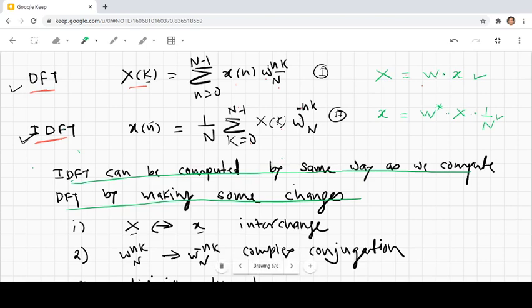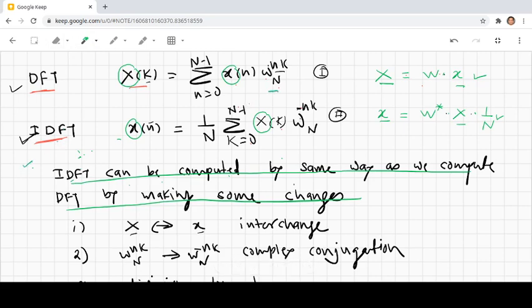The changes are: change number 1, here you observe capital X, here you observe small x, here you observe small x, here you observe capital X. So we say that there is an interchanging of capital X and small x. See here also, small x, capital X, small x, small x, capital X. The second change is that the DFT requires W raised to nk terms.